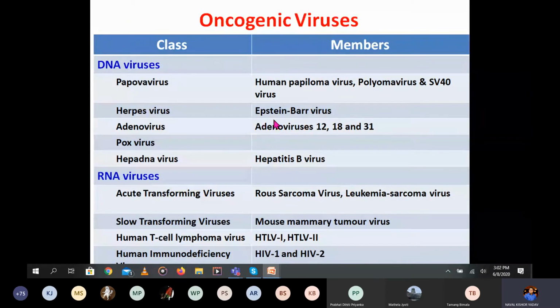So these are the DNA viruses which are oncogenic viruses. And the RNA viruses: acute transforming virus, Rous sarcoma virus, leukemia sarcoma virus, slow transforming virus, mouse mammary tumor virus. So these are a few examples of the oncogenic viruses, which are DNA and RNA viruses. HIV, human immunodeficiency virus, HIV-1 and HIV-2 both. This also comes under the oncogenic viruses.